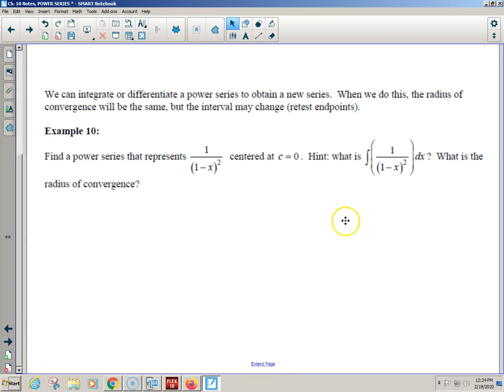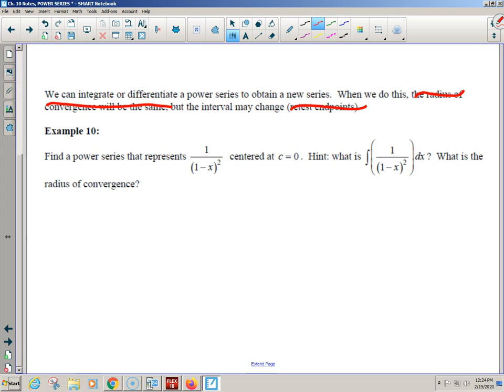We can integrate or differentiate a power series to obtain a new series. When you do this, the radius of... some of this you just haven't learned yet, because depending on the book that you're using, you learn all this at different points. So we'll just leave this for now.